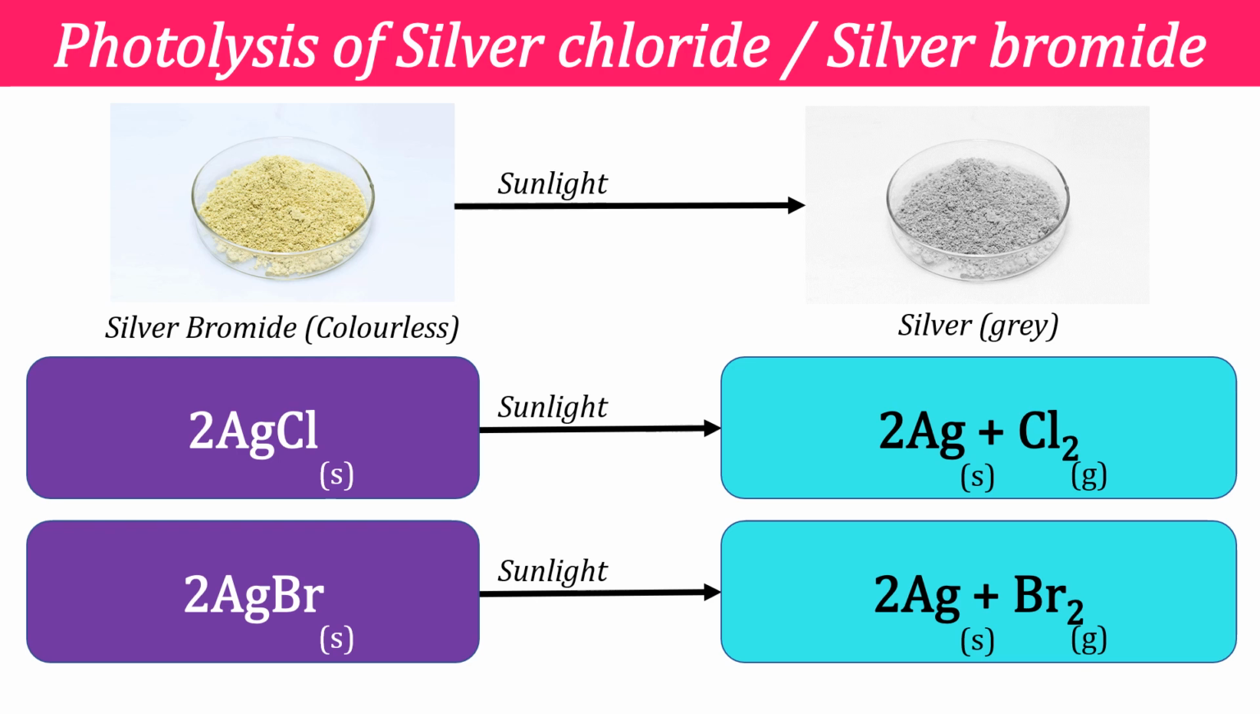Take some silver bromide or silver chloride powder in a dish and leave it in the presence of sunlight for a while. You will notice that the white powder of silver bromide or silver chloride turns grey in color as it forms silver and releases bromine and chlorine gases respectively. So, silver bromide or silver chloride, which is a single reactant, decomposes using light energy to give silver and bromine or chlorine gases. Hence, it is a photolytic decomposition reaction. Also, the reaction uses light energy to decompose and form the products. So, it is also an endothermic reaction.